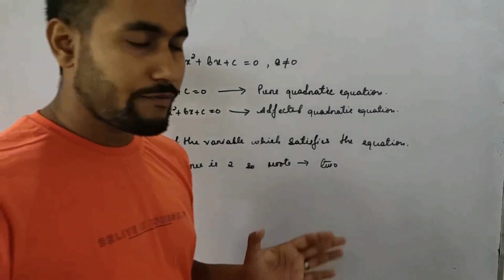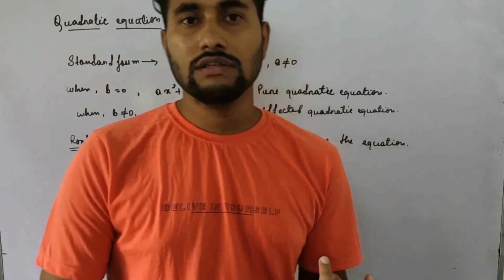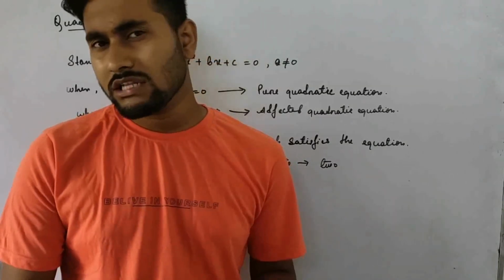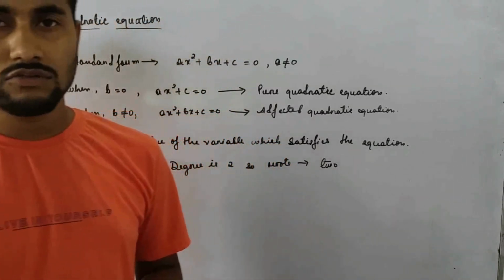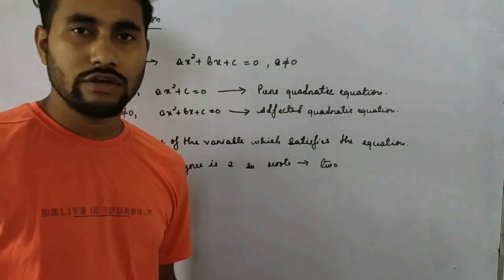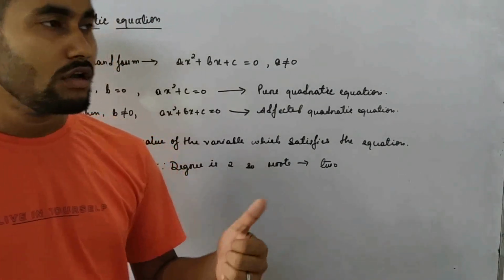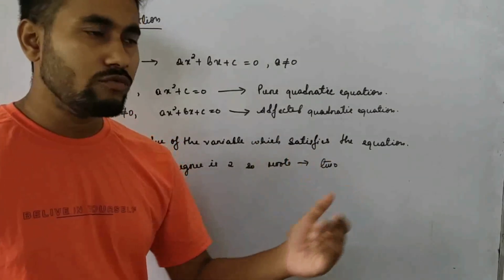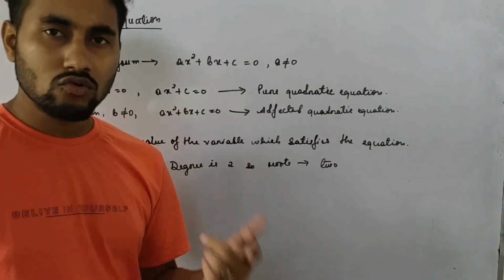There are lots of methods. One is definitely factorization, the easiest method, by splitting the middle terms, by a plus b whole square, a minus b whole square, or by a square minus b square. Splitting the middle terms also we have done. So this is one method. Another, we will learn about two more methods.